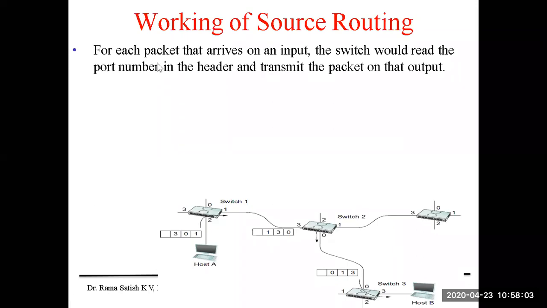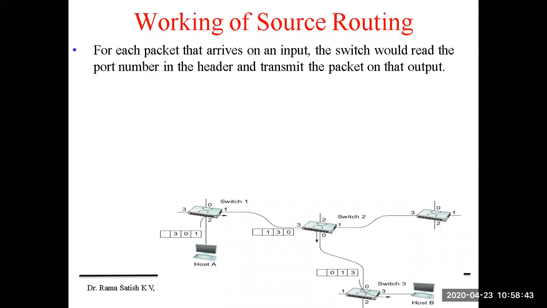So you observe that for each packet that arrives on input, the switch would read the port number in the header and transmit the packet onto the output port. That's all. So it will just transmit once it reaches the switch, as the switch will just transmit the packet in the output port. It will never calculate anything, never think of which side it has to go. Everything, port number, everything, it is there.